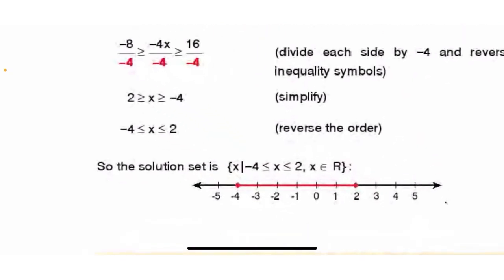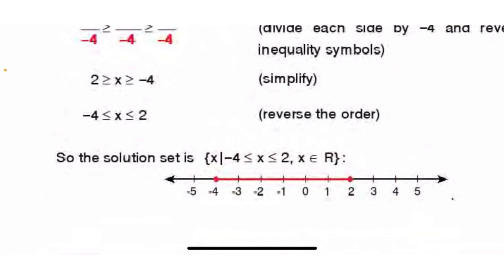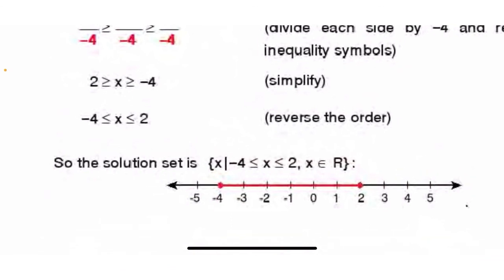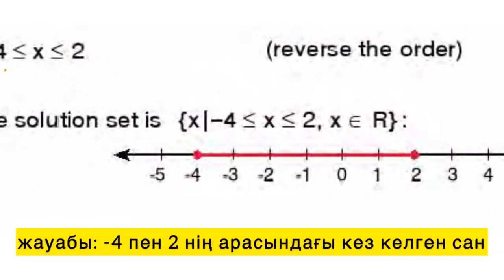When drawing our inequality on the number line, we find 2 and negative 4 on the number line. First is negative 4 and then will be 2, closer to 0, positive number. So the solution set is any number between negative 4 and 2.